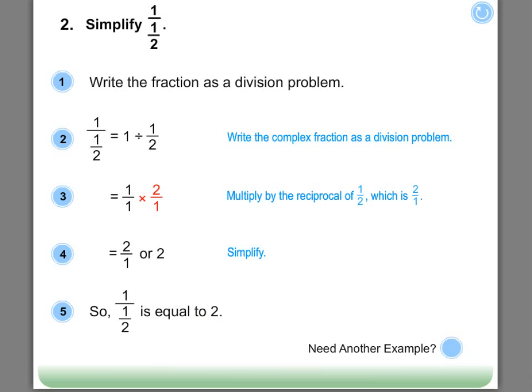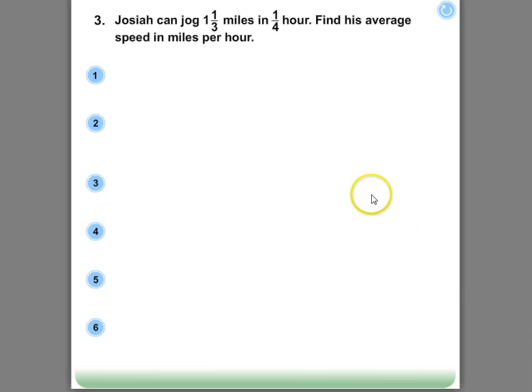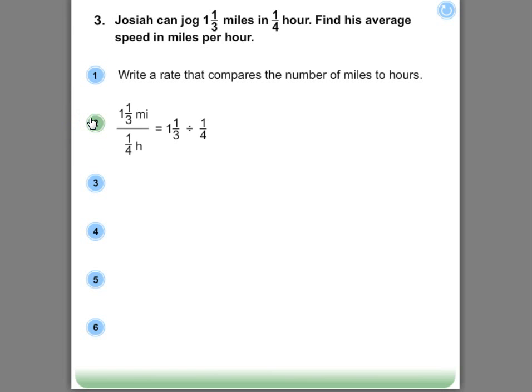Now let's move on to some word problems. Alright, so here we have Josiah can jog 1 1/3 miles in 1/4 of an hour. Find his average speed in miles per hour. Now again, we are finding the unit rate in miles per hour. So we need to write it as a rate, as a ratio. So we have 1 1/3 mile over 1/4 hour. Again, he did 1 1/3 mile in 1/4 of an hour.